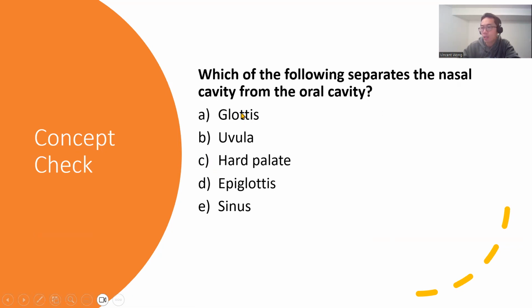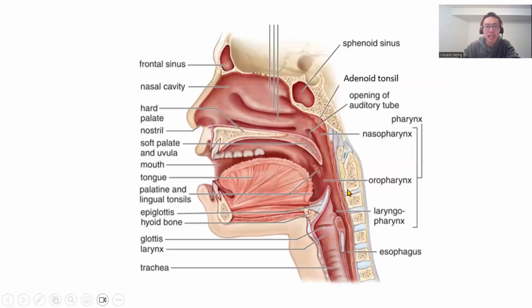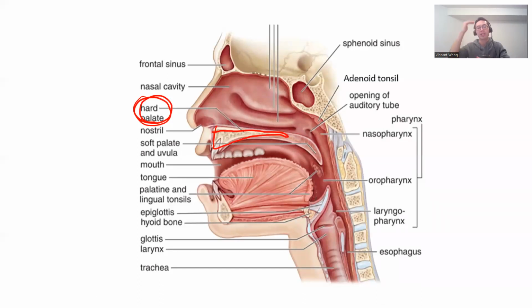I did not mention this because I forgot to, but I can quickly show you. If you push your tongue up, this whole thing is your tongue. It's really big actually. If you push your tongue up now, you will hit something hard, right? So that thing you're touching with the tongue is this part here. That's called the hard palate. It's made up of two bones, which you don't have to know at this point, that separates the nasal cavity from the oral cavity, from the mouth.